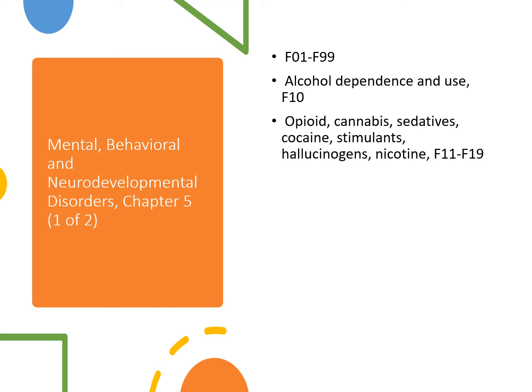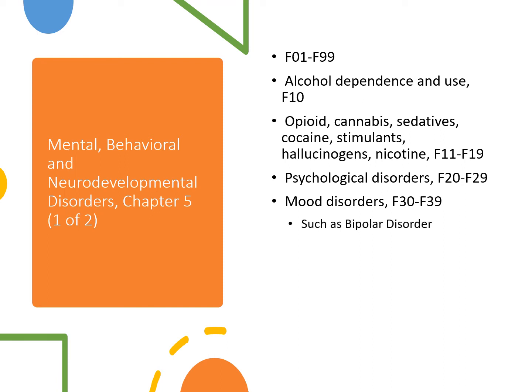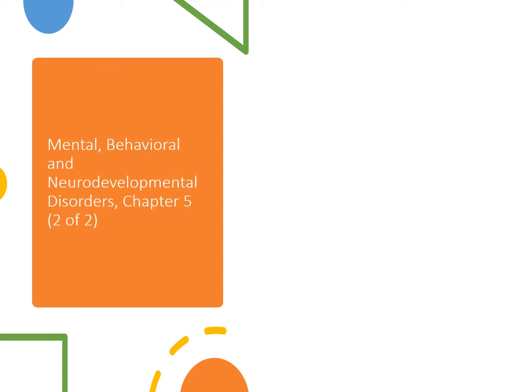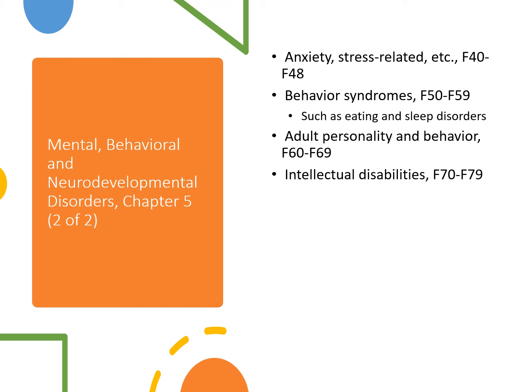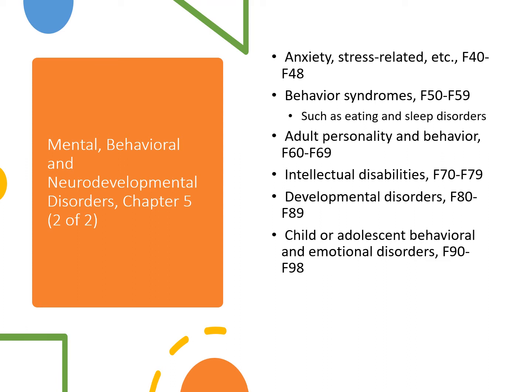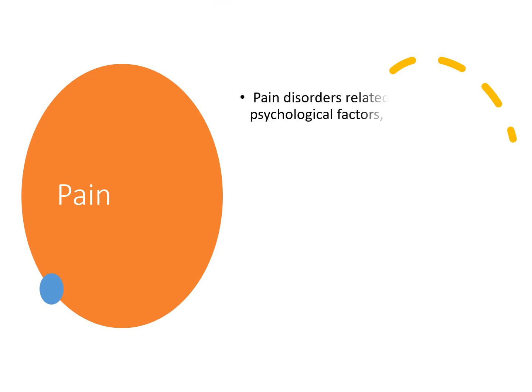Mental, behavioral, neurodevelopment disorders is chapter 5. That deals with drug abuse, alcohol dependence, psychological disorders, mood disorders, such as bipolar disorder, anxiety and stress-related conditions. We have eating and sleeping disorders, adult personality behavior disorders, intellectual disorders, developmental disorders, child or adolescent disorders, specified. Pain disorders related to psychological factors.